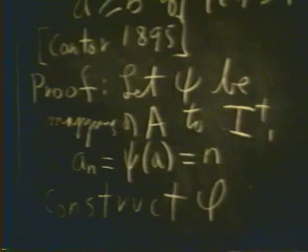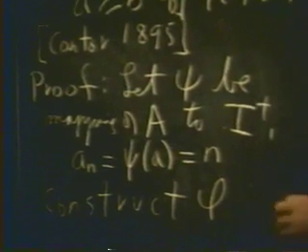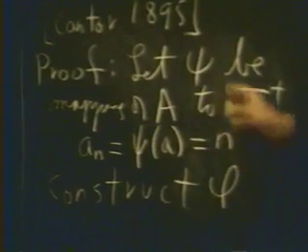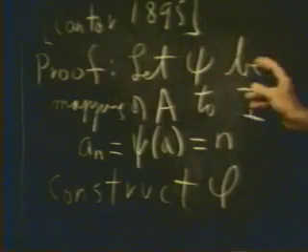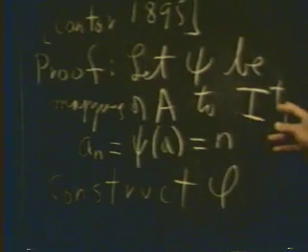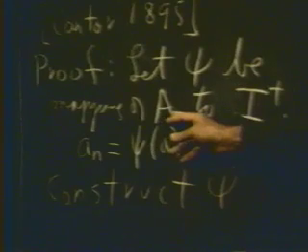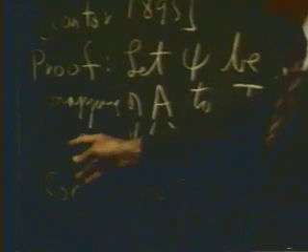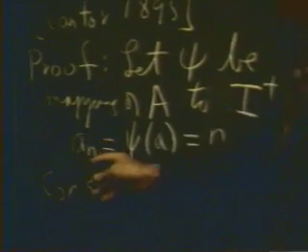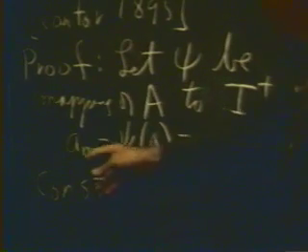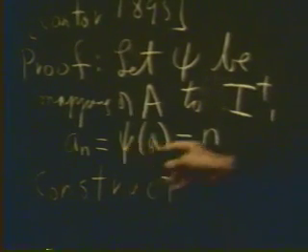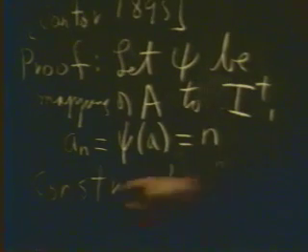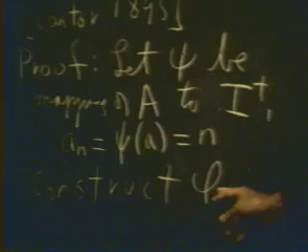Let's look at the proof of this because it is a natural generalization of the proof for the finite case. First, let psi be the mapping of the set A into the positive integers. In other words, let psi be a function which shows that A is countable. We use the notation then for an element of the set A, a sub n is the nth element under the mapping psi. That is, psi of a equals n. And our problem now is to construct our representing function phi.